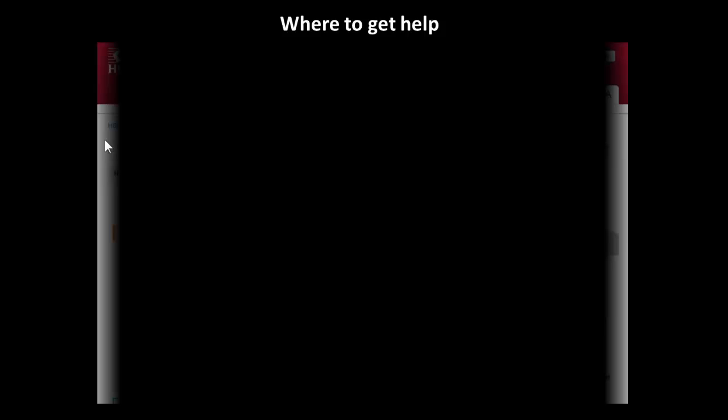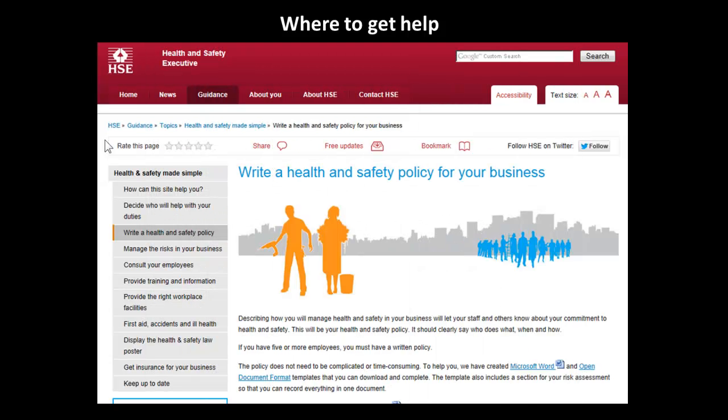Now, when you are faced with the problem of communicating about health and safety, are there other places you can get help? Yes, you can go to the Health and Safety Executive website, and that will tell you all you really need to know about documentation for health and safety.